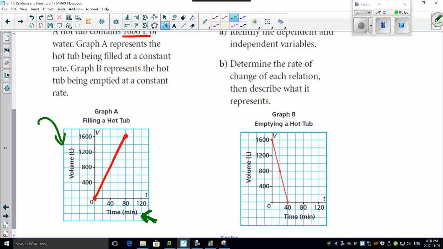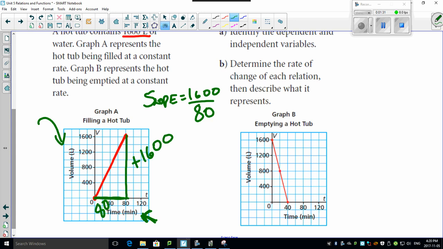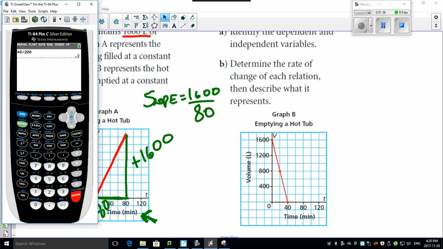Let's figure out the rate. So check this out. I'm going to go from here to here, and I'm going to draw my little triangle. And I'm going to say my rise is 1,600. My run is 80. So my slope is a rise of 1,600 over 80. Perfect. 1,600 divided by 80. Pull up your calculator if you want. 1,600 divided by 80, and you get a value of 20.